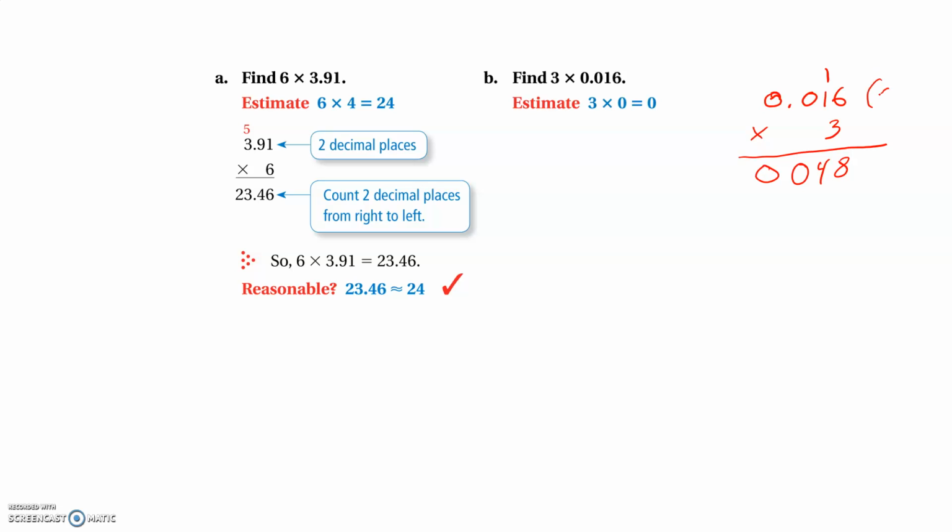All right, count the number of spots to the right of the decimal, and I got 3. So I'm starting on the right-hand side. 1, 2, 3. And so my answer is 48 thousandths, and that is pretty close to my estimation.